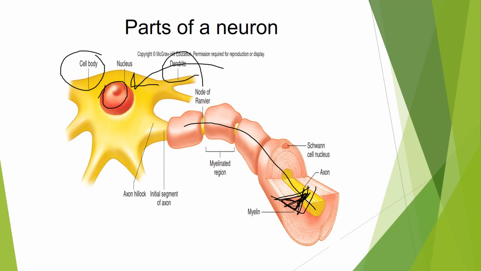Axon is connected to the cell body by the axon hillock, where the axon hillock is where action potentials are generated at the initial segment of the axon. And so the action potential will then travel down the length of that axon.